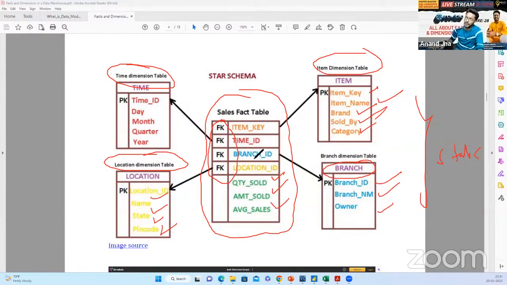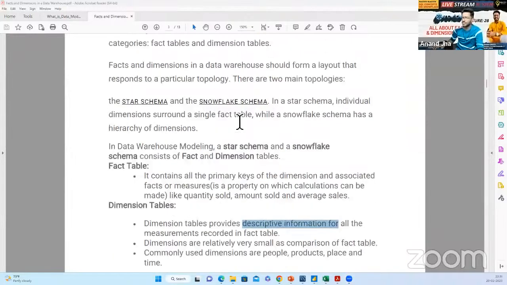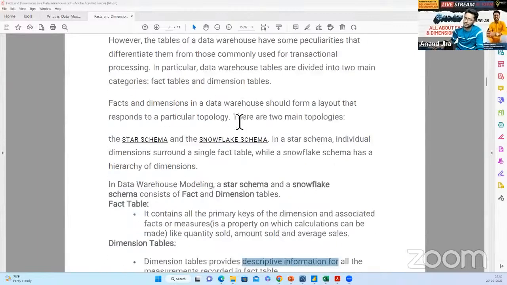Only one dimension table will be linked to one fact table, right? Sorry, my bad. Multiple dimension tables can be linked to only one fact table. There will be only one fact table, that's what was written in the previous code, right? And dimension tables can be many.